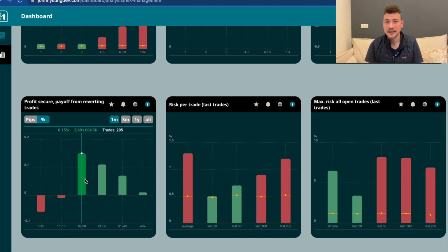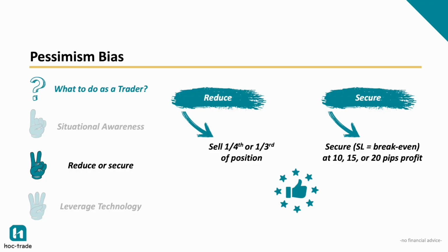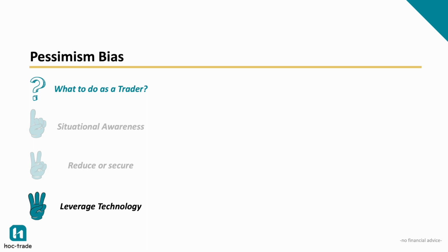In this example, the trader could have increased the performance by 0.15% per trade, or $2,691 US. Overall, in case a stop loss at break even would have been set every time the trade reached 16 pips profit.